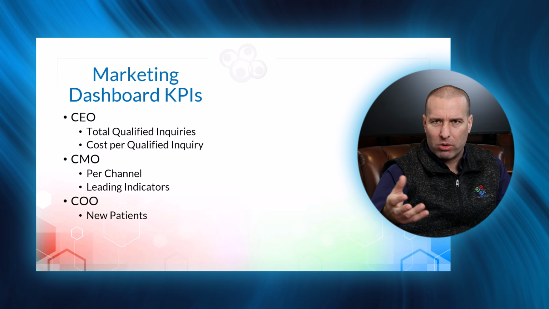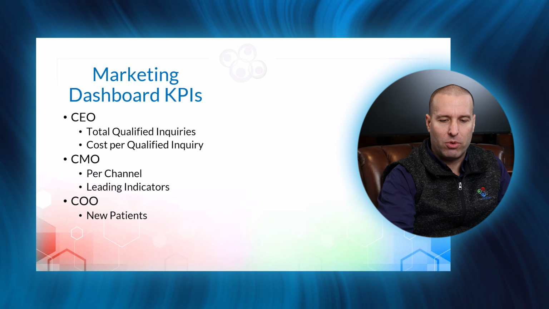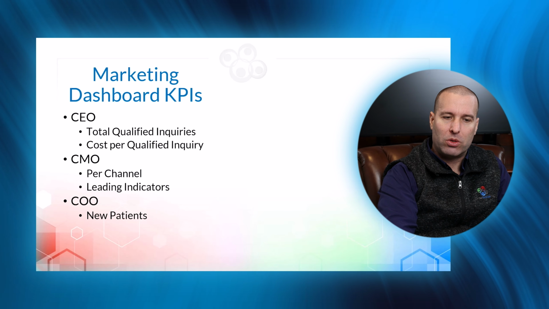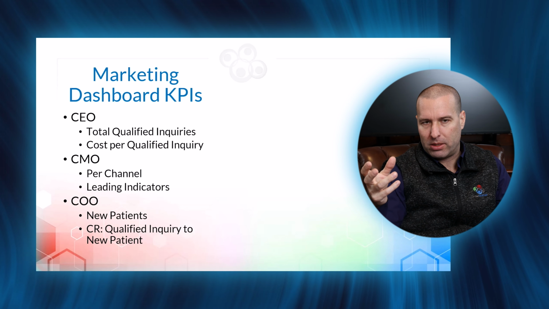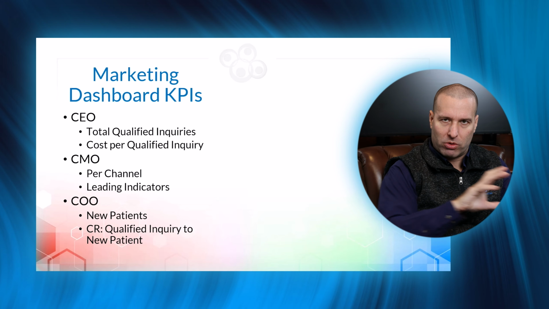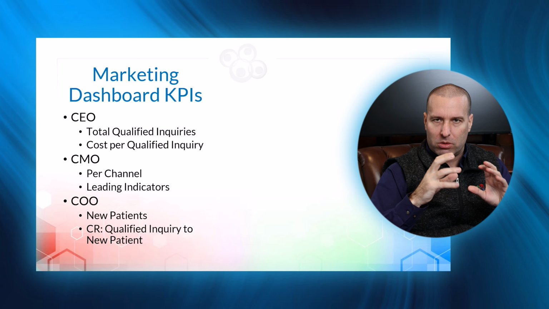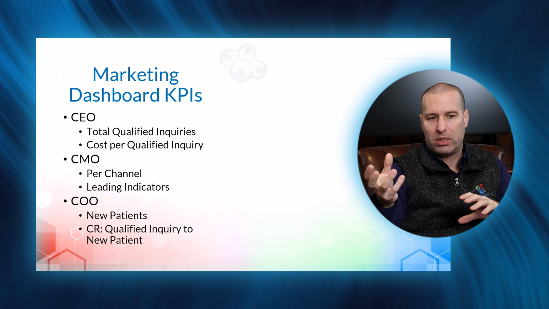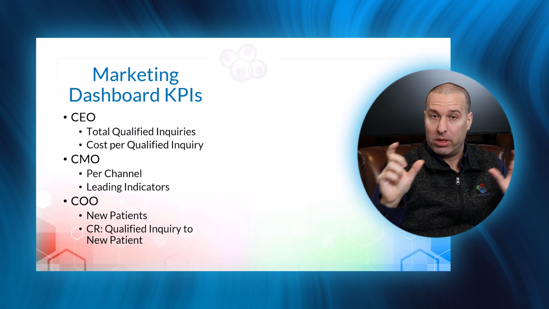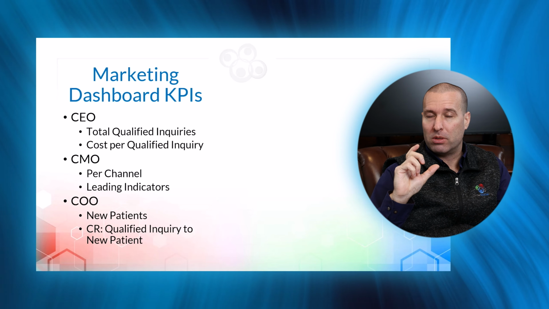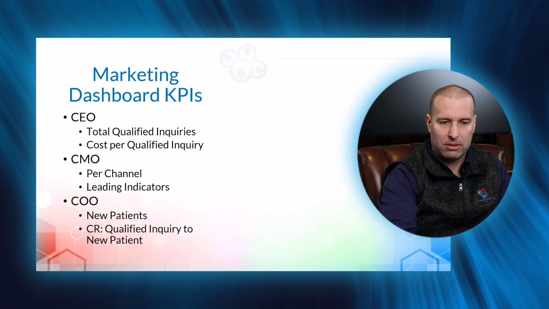Also for a COO, or maybe it's like the head of admissions or head of patient care, or lots of different names for it, they should be the ones that are looking at the total number of new patients coming in, and then especially that qualified inquiry to new patient rate. So your CMO is driving the qualified inquiries. Your COO is tracking how many of those convert to admissions. So as a CEO, I want both numbers, but I'm getting those numbers from different people because they're different parts of the funnel process.